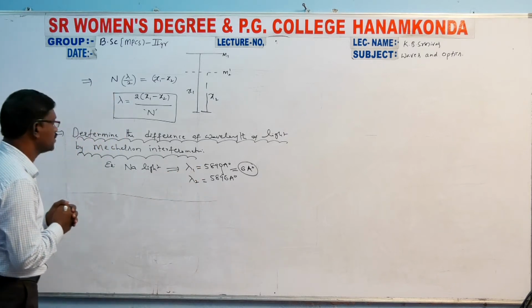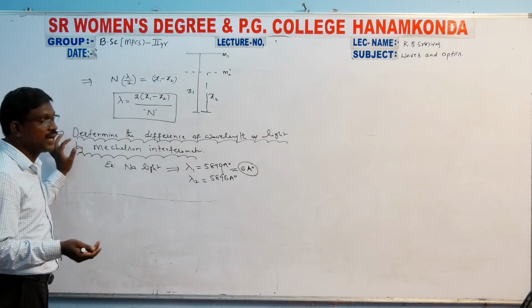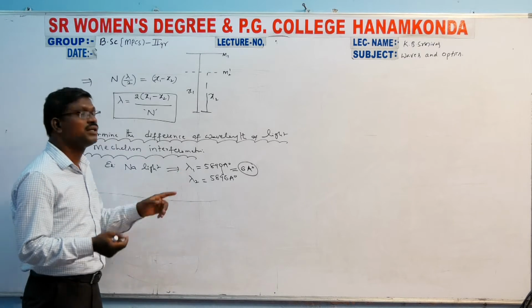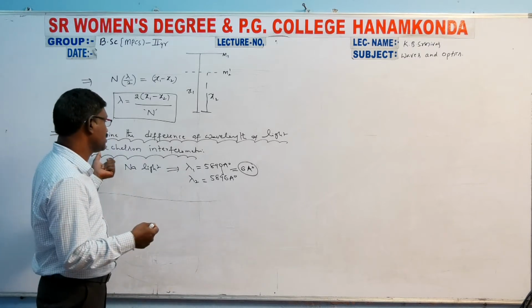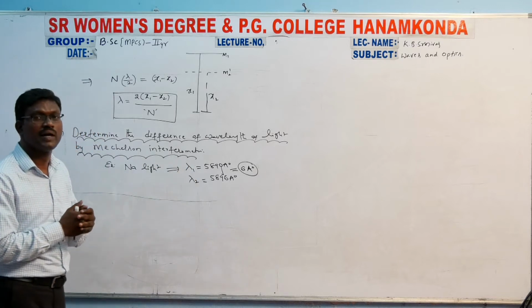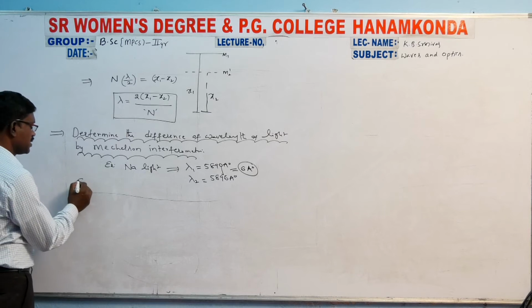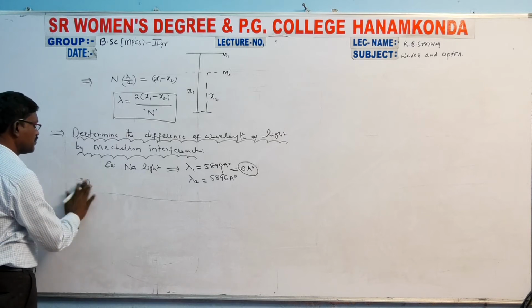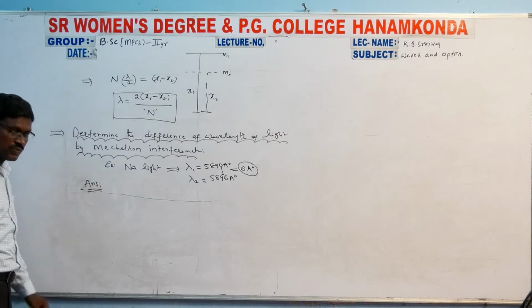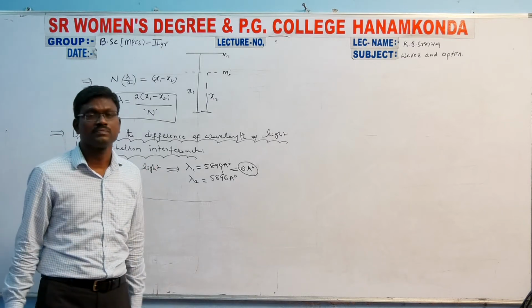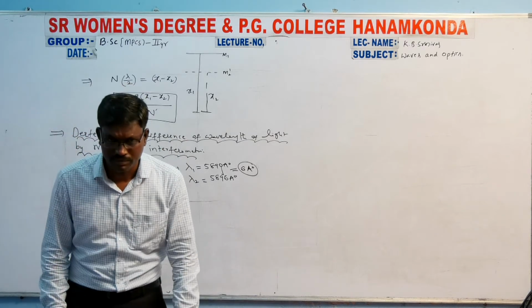So here I am going to calculate the difference between the two wavelengths, lambda 1 minus lambda 2, by using this device, the Michelson interferometer. So what is the procedure of this concept? Just listen carefully. First of all, we have to adjust our Michelson interferometer for circular fringes.